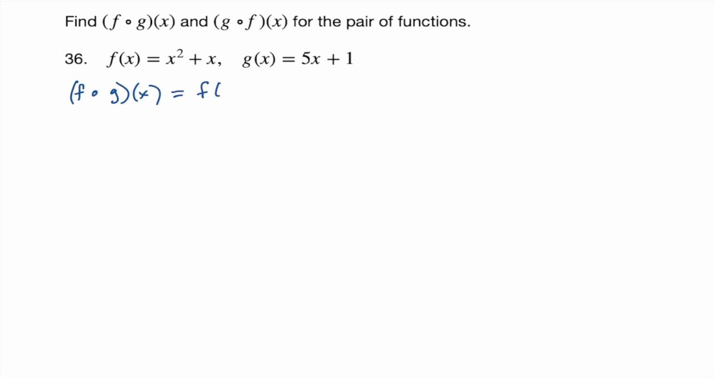Well, this is f of g of x. So the input to f is going to be g of x. And so we are going to replace g of x with its definition, and its definition is 5x plus 1. So everywhere we see an x in the definition of f, we're going to put a 5x plus 1 instead. So we have x squared, so we will have 5x plus 1 squared instead. Then we have plus x, and so that's going to be plus 5x plus 1.